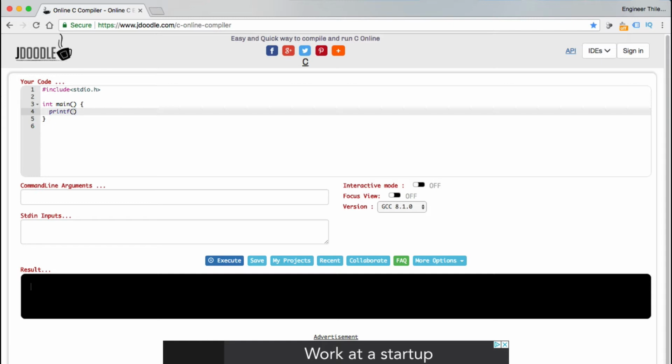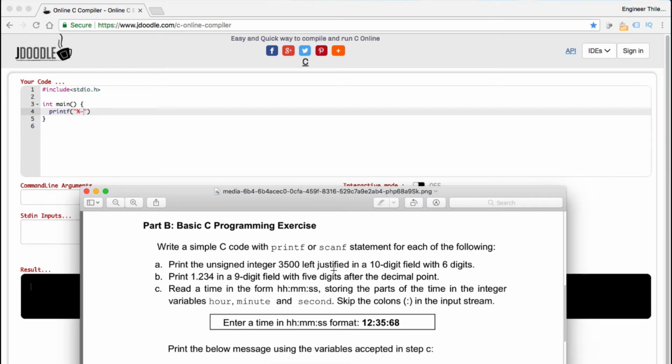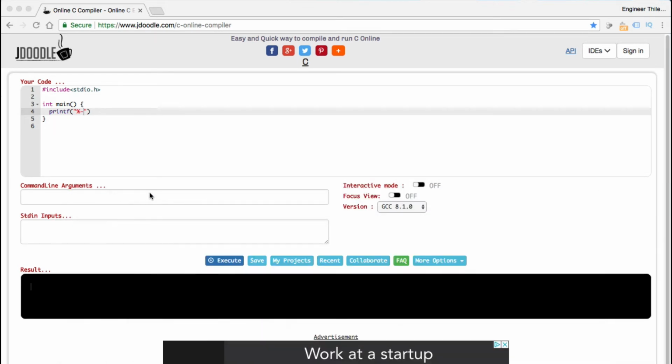and here we put percentage and minus for the left justified. Here they have mentioned this is left justified, so we put minus for that, and after that 10.6 for 6 digits, then d. Percentage d, you know that this is for integer, right? Integer type of variable, and backslash n, and we are going to print 3500.